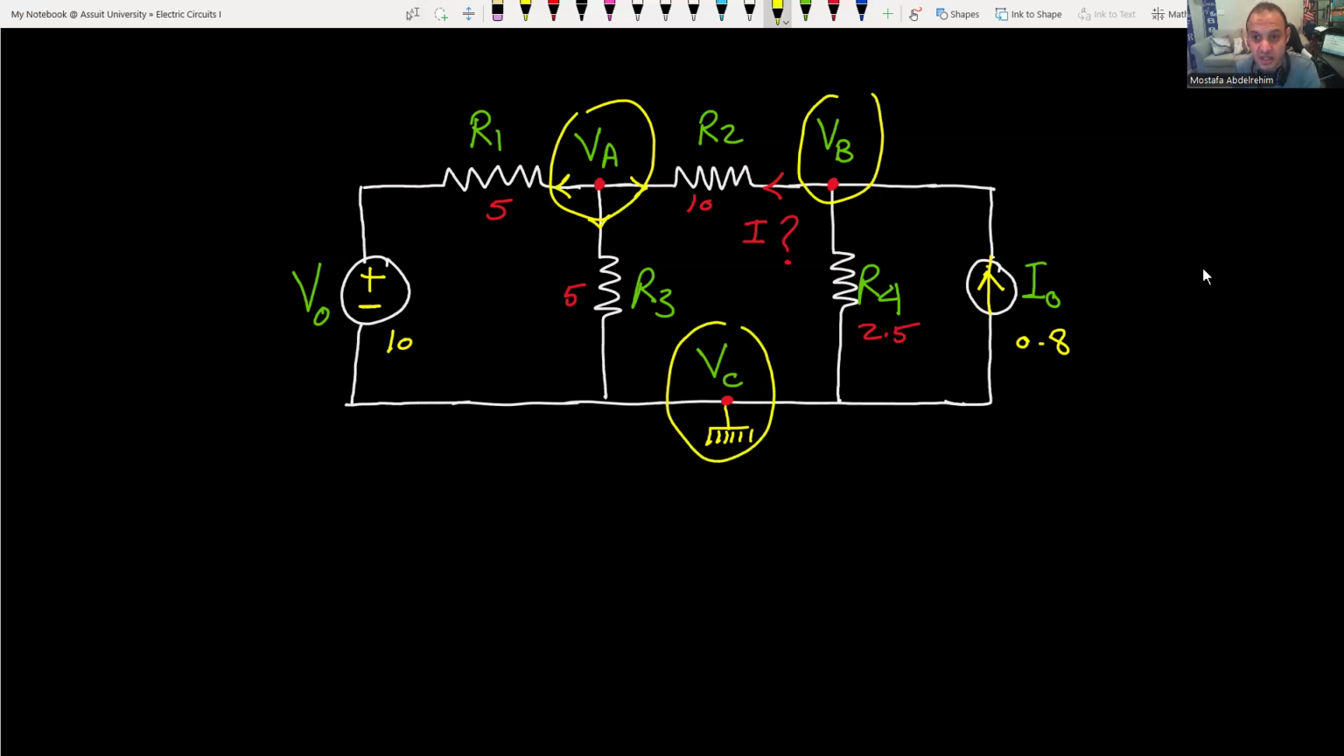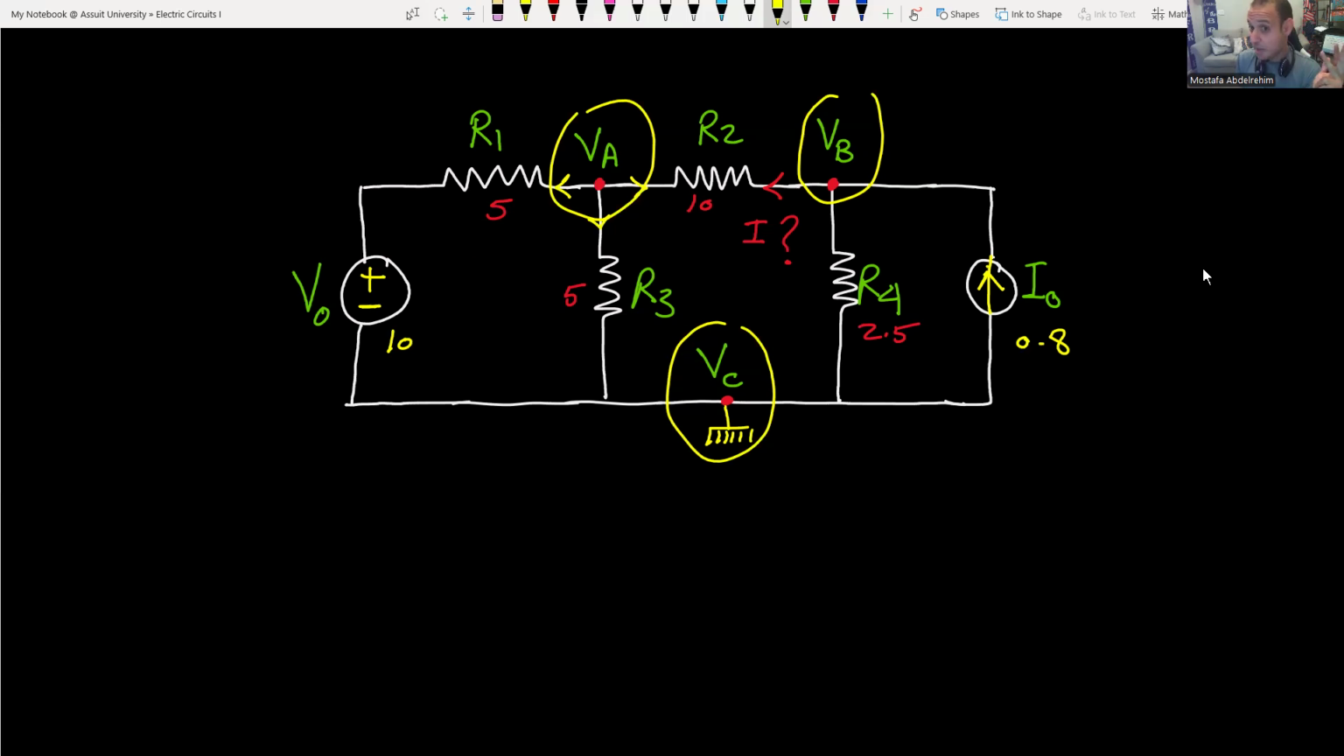So that's the first step: find the nodes that have at least 3 branches. Second step, pick any one of them and make it ground. In the lab, for example, when I construct this circuit, it's not going to be 0. This is just for the solution. At the end of the day, we need the voltage difference across the resistances. We don't care about individual node voltages, so we pick any one of them.